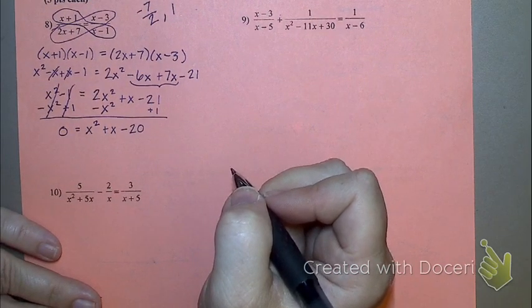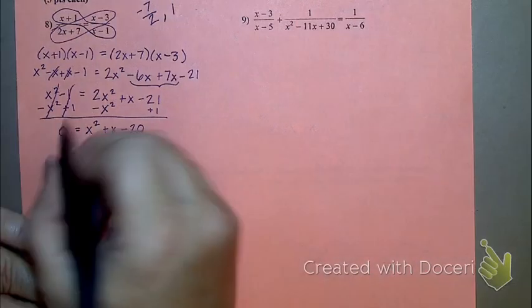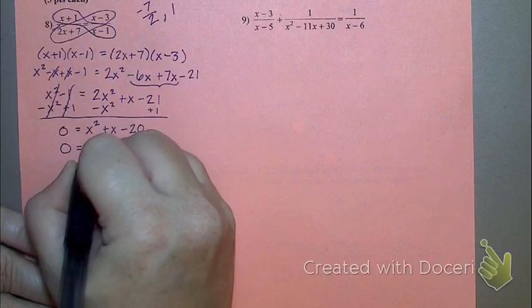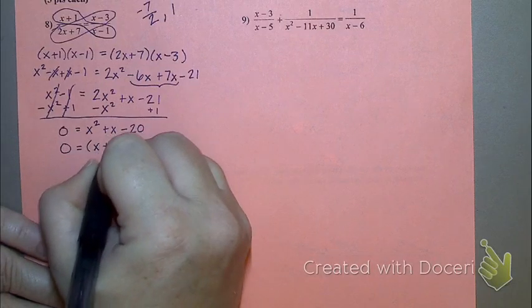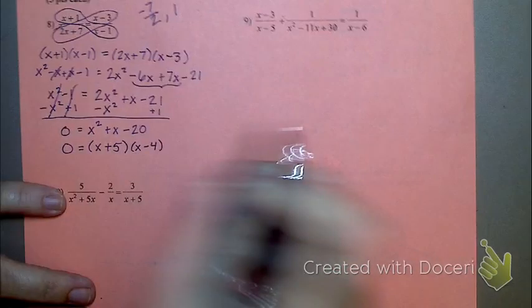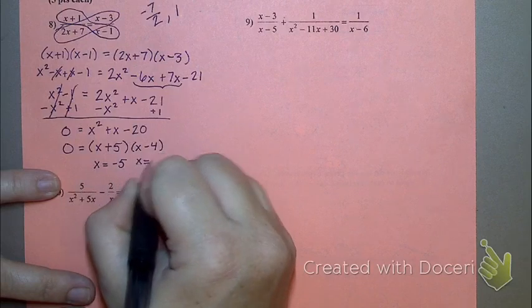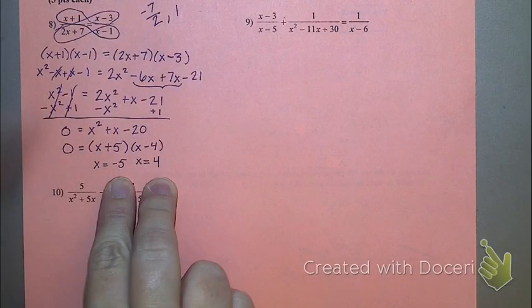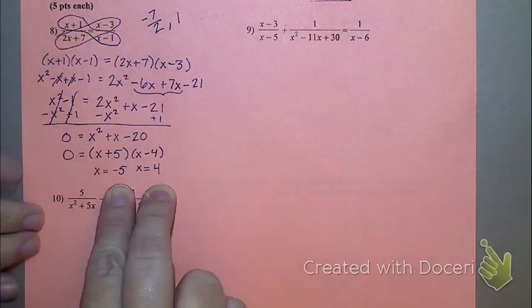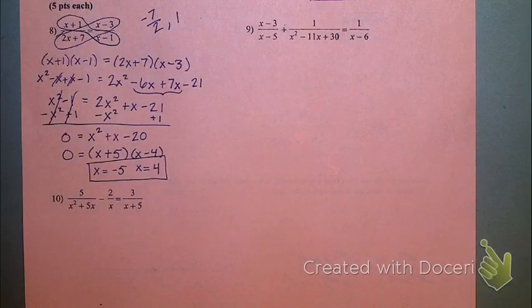Questions there? Yes? No? When you do the snowflake here, you will get x plus 5 and x minus 4. Giving me an answer of x equals -5 and x equals +4. Are either of those my excluded values? No. So they are both valid answers. Questions about that problem? Yes?